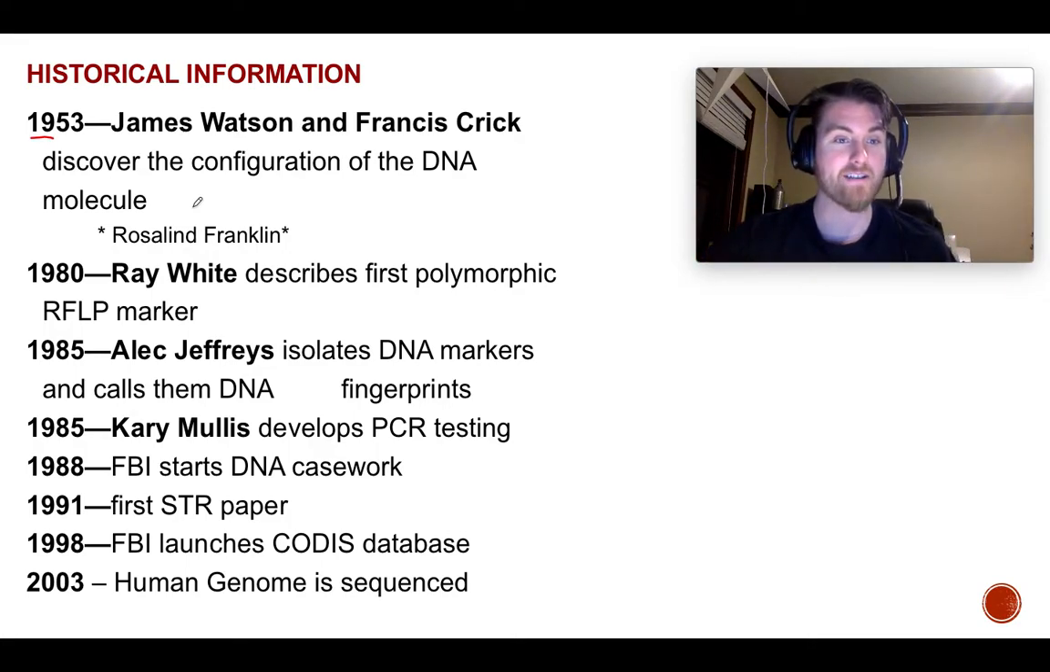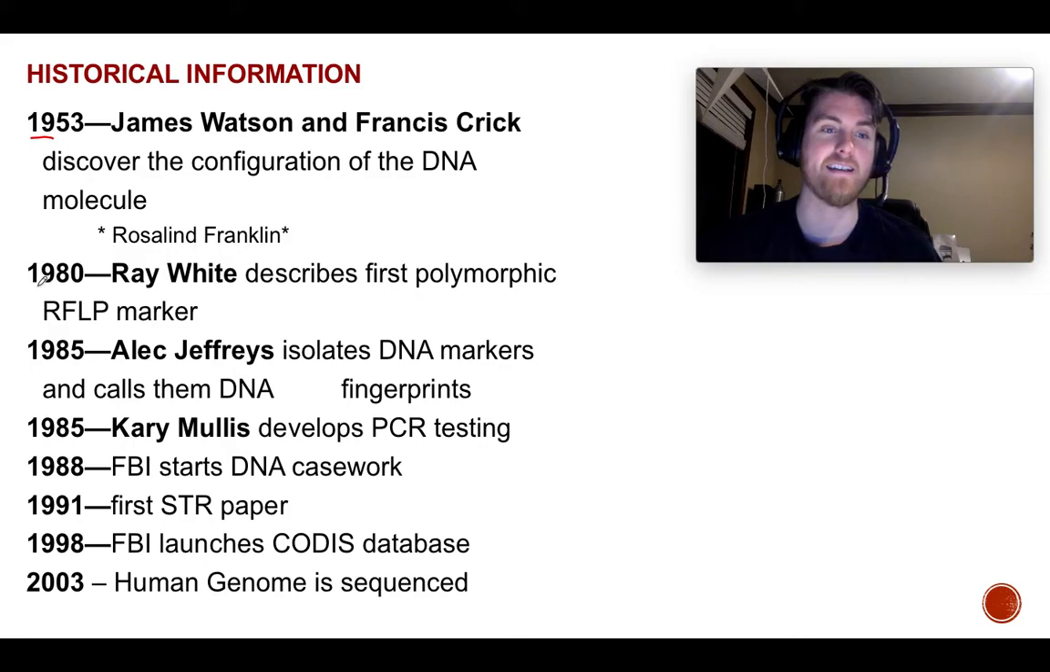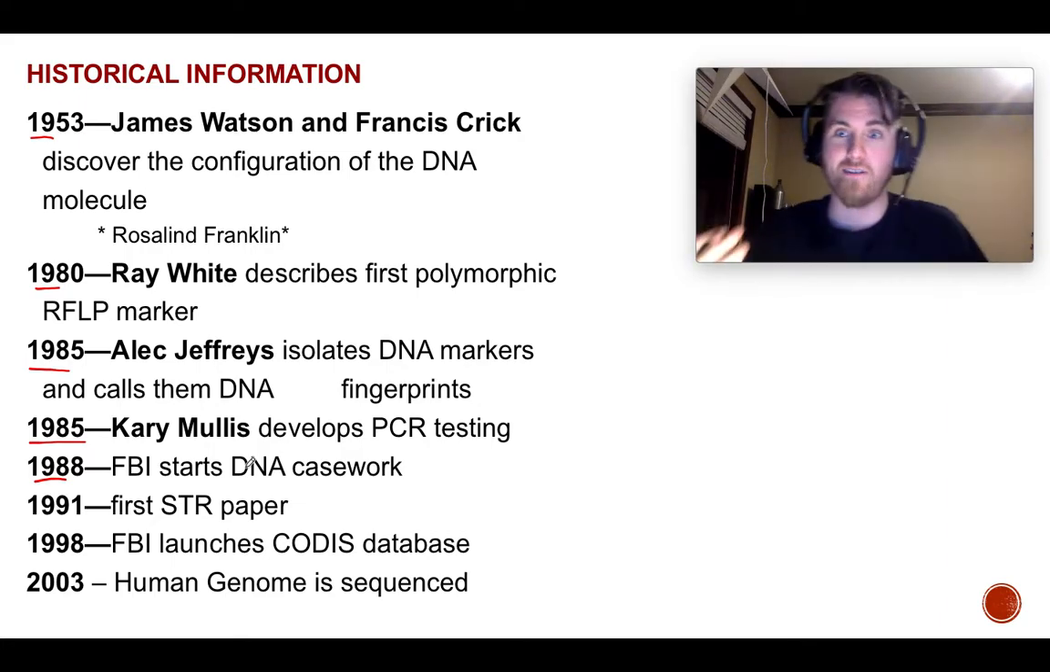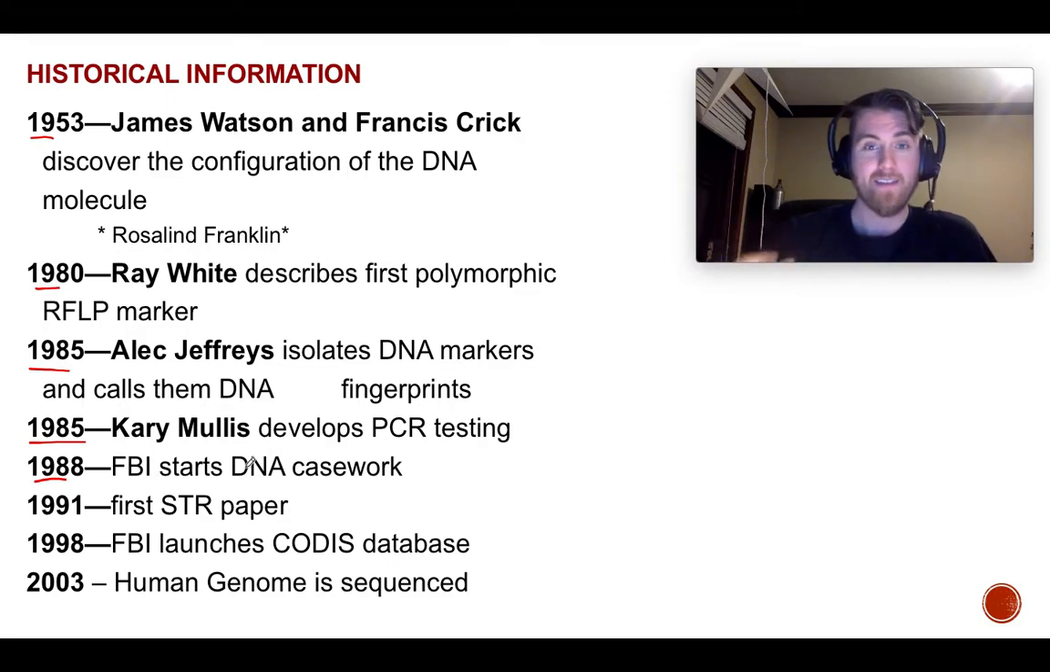Then you have Ray White, who determines the first RFLP marker, Alec Jeffreys, Kary Mullis, and the FBI starts with DNA casework. But here's what I want and why I showed you this. Notice the dates of all of these discoveries, specifically 1988, the first time that the FBI starts using DNA in its casework. I want you to think of what a change that has been in forensics. That's 30 years ago. But in the past 30 years, think how many crimes or cases there could have been before that time that DNA made a really big impact on. So that's where we start out.